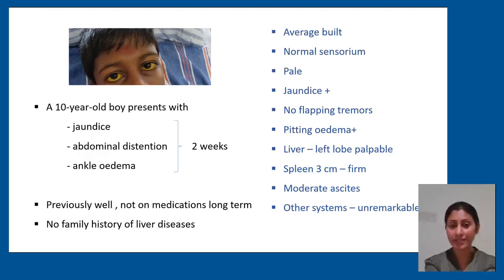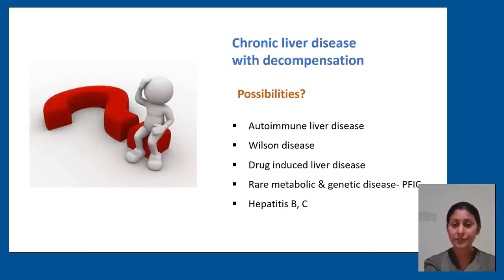What are the possibilities for the underlying etiology? These are the possibilities we would consider if you get a child with chronic liver disease at that age. Autoimmune liver disease and Wilson disease are very common. It's often the practice that we look into very rare genetic and metabolic things, but mind you, autoimmune liver disease and Wilson disease would comprise 85 to 90% of the chronic liver diseases at this age. Then you have to think about drug-induced liver disease, rare metabolic and genetic causes, and hepatitis as well. So these are the possibilities.